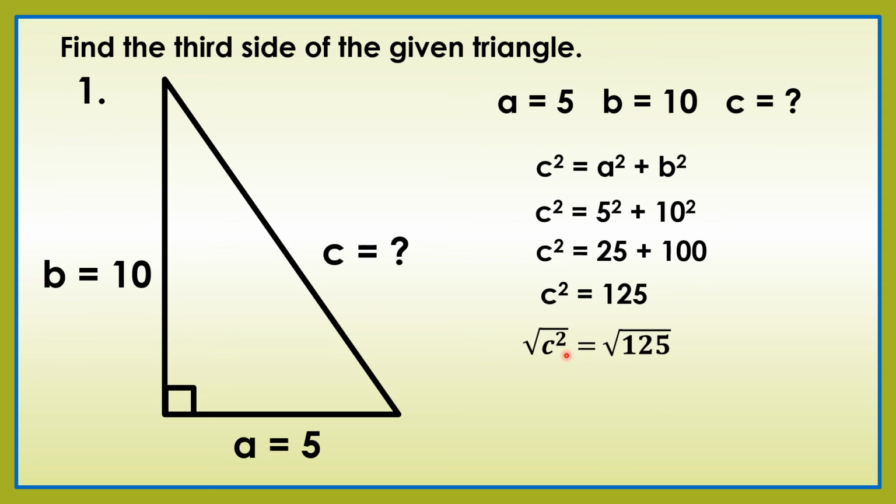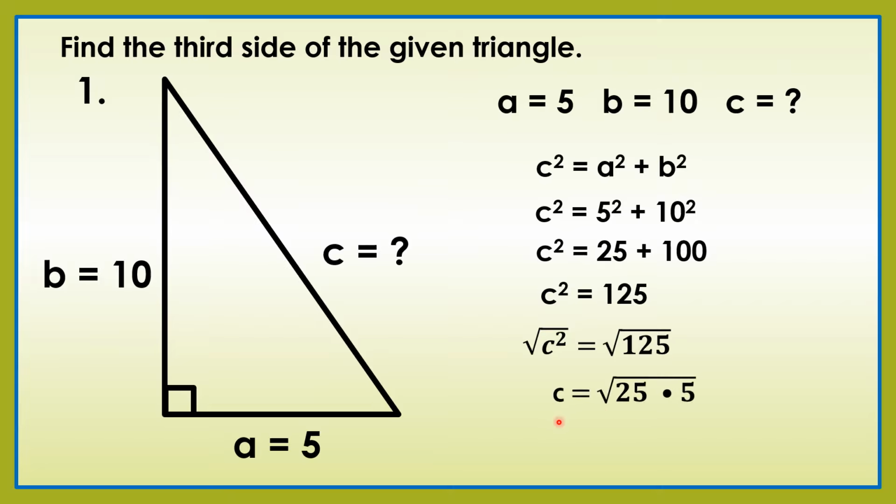Yung C squared, pwede na natin i-cancel ang 2 at saka yung radical. Kasi yung 2, divisible na siya sa index na 2. So, pwede na natin siya i-cancel. Pero yung 125 ay hindi perfect square. So, iisip ngayon tayo ng factors ng 125 kung saan yung isang factor niya ay perfect square.